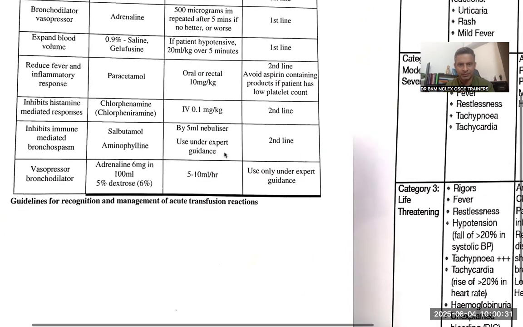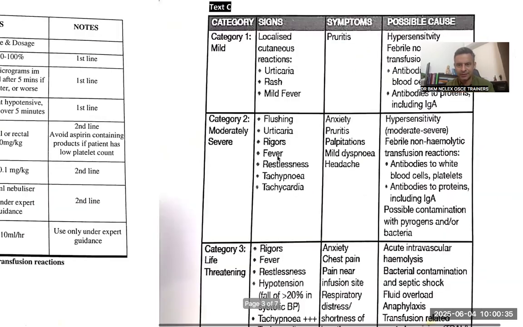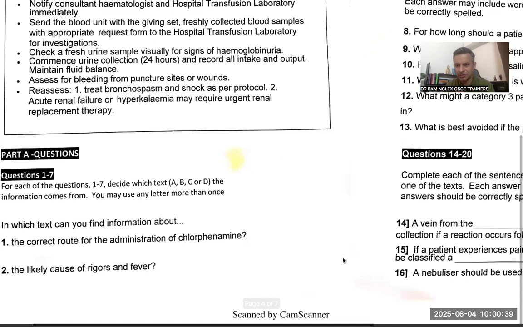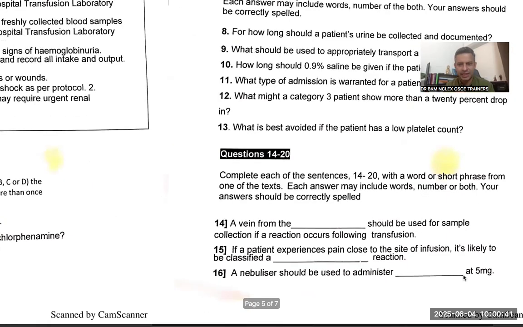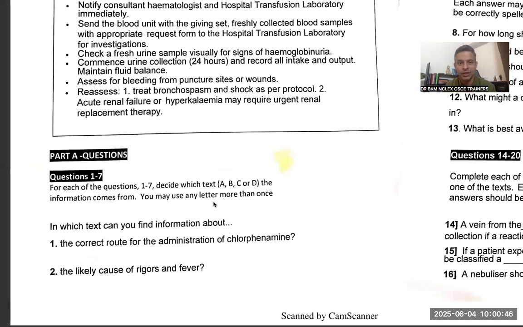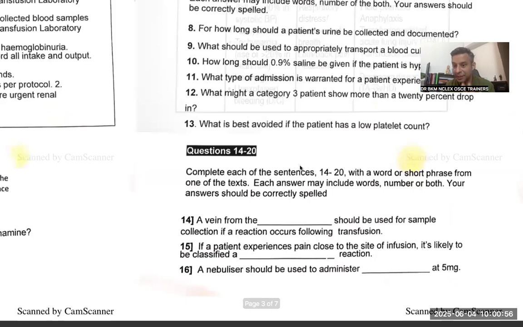inhibits immune mediated, but there is nothing like at. Okay. In this it cannot be. Over here, can we find something like that? A nebulizer should be used to administer dash. But okay, what are they administering? So now the question is, what are they? Salbutamol or this aminophylline. This should be the answer. What should be administered? Look, so reading the question, should be used to administer this drug at 5 mg.